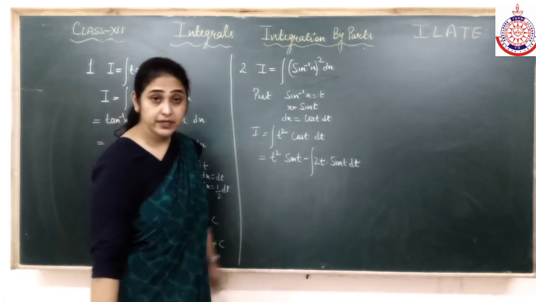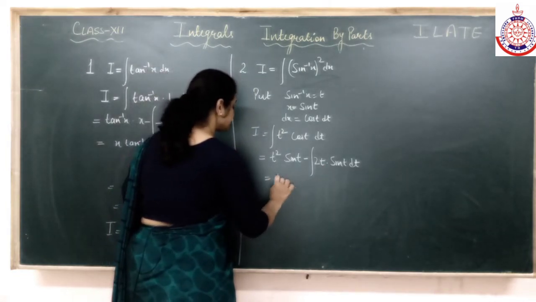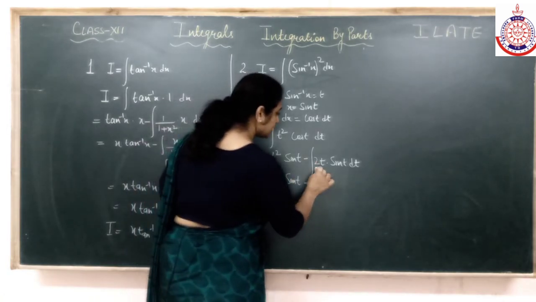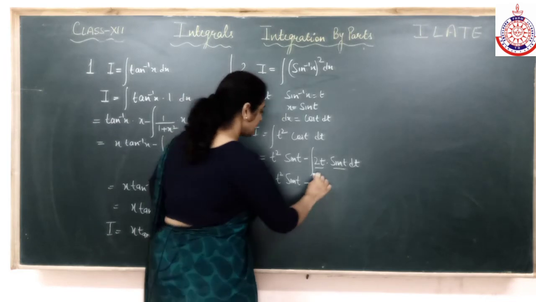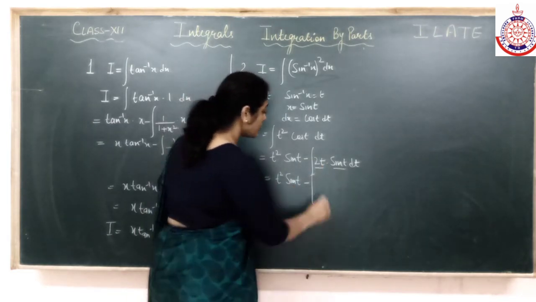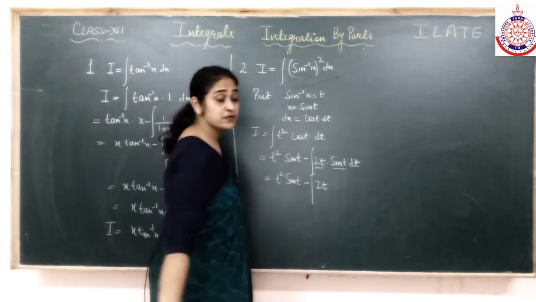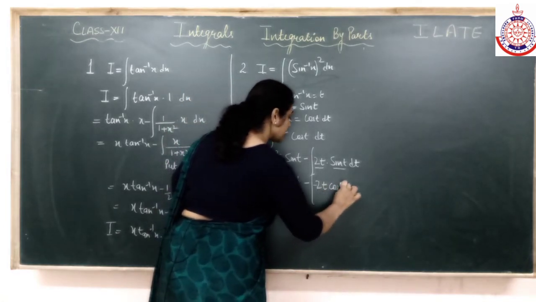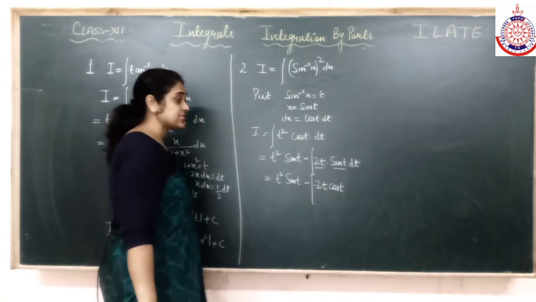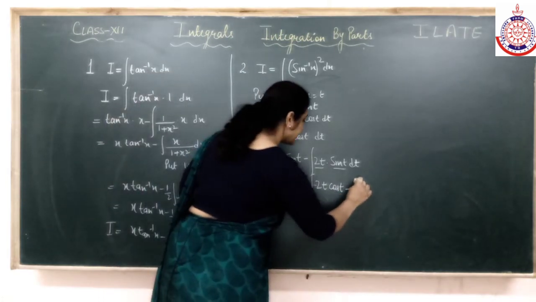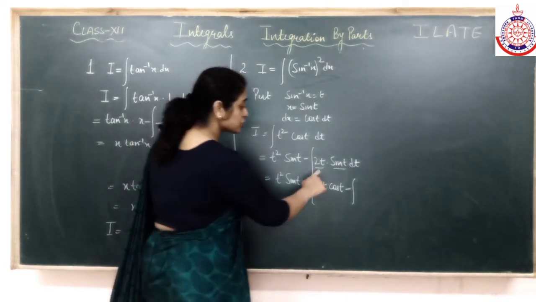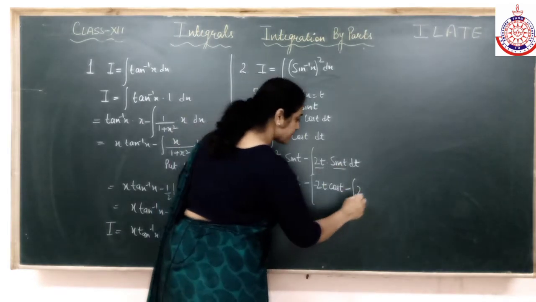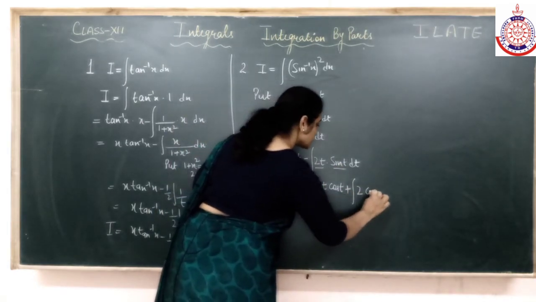Still I have u into v here, so I need to apply by parts again. Now, this is the first function and this is the second function. Keep a bracket because there's a minus sign outside. First function as it is, integration of sine. What is the integration of sine? Integration of sine t is minus cos t. Minus the integral of differentiation of 2t, which would be 2, into integration of sine t, that is minus cos. So I am going to write minus out.